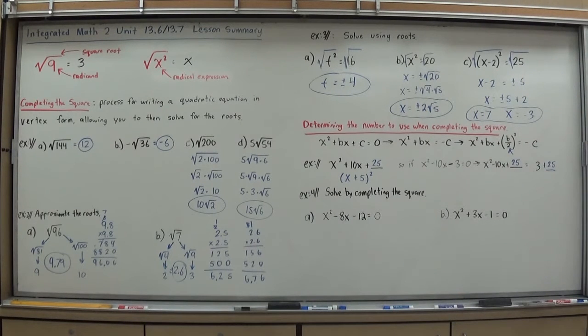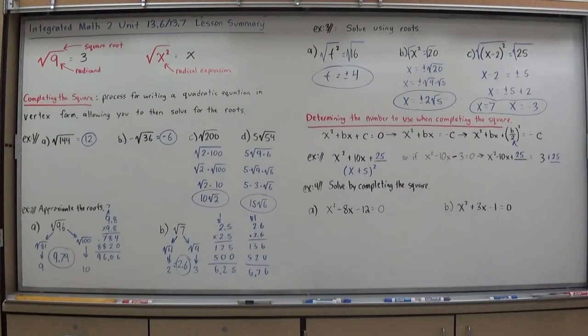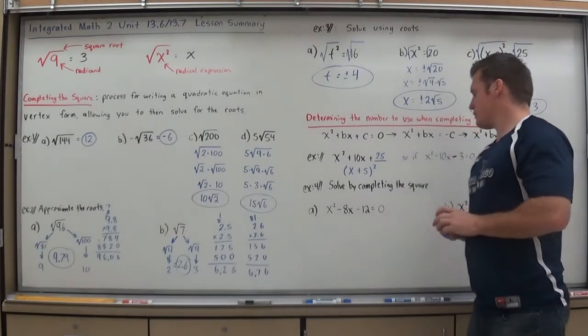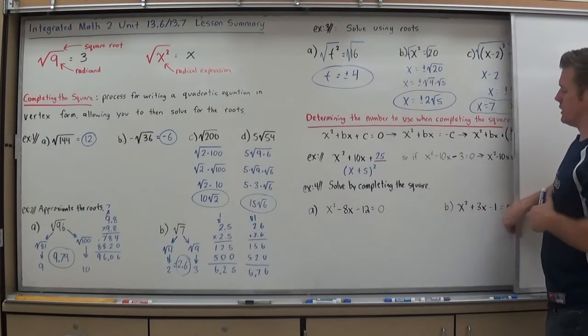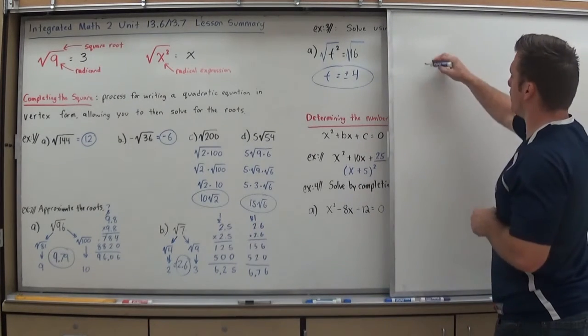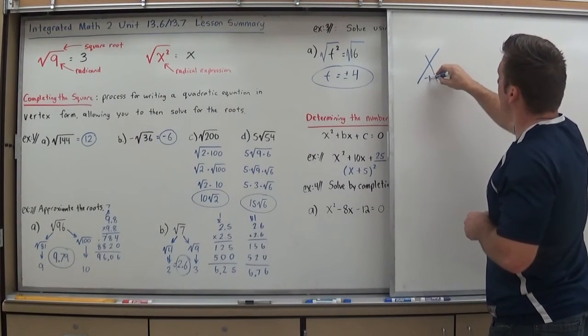So I know that's kind of tough to follow when you're seeing it in this kind of abstract way, so let me show you some actual samples. Okay, and in our sample problem here we have x squared minus 8x minus 12 equals 0. I'm going to try to solve this by completing the square. The reason I'm going to do completing the square is I can't factor this.